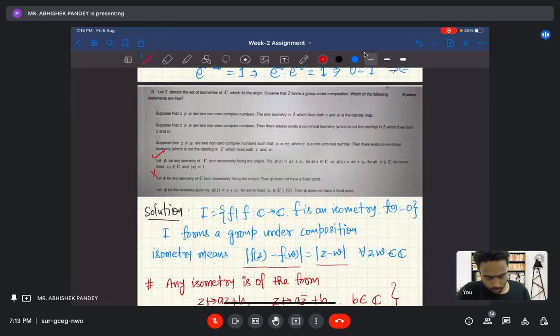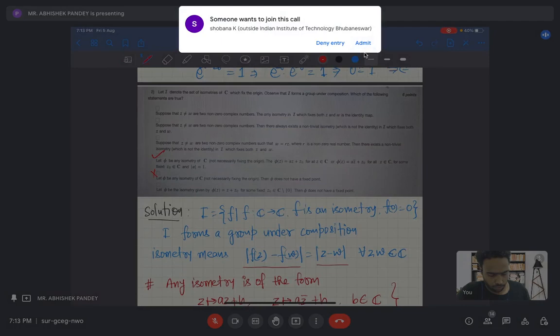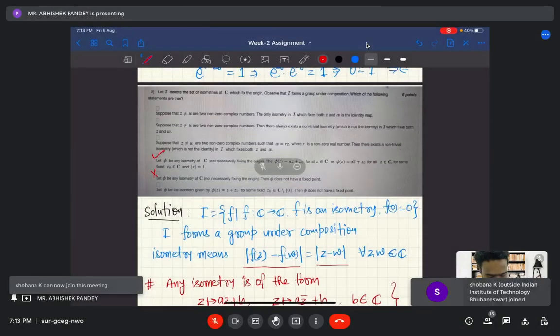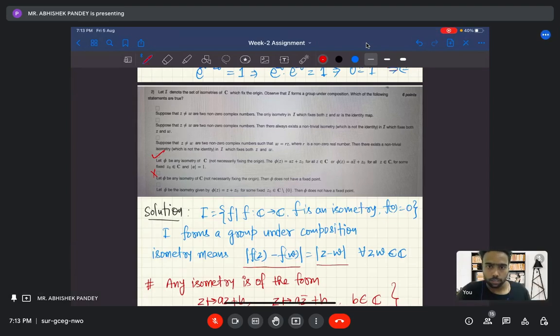Now our last option: let phi be the isometry given by phi(z) equals z plus z naught for some fixed z naught, then phi does not have a fixed point. So you can see z equals z plus z naught means z naught should be 0. But z naught is non-zero. So this option is also true.